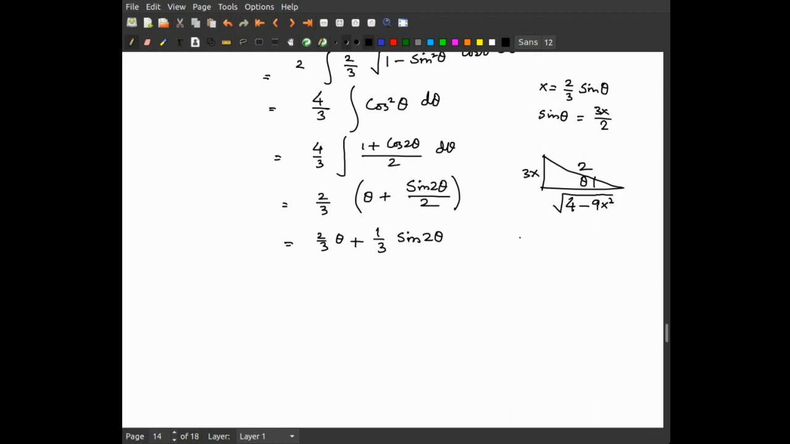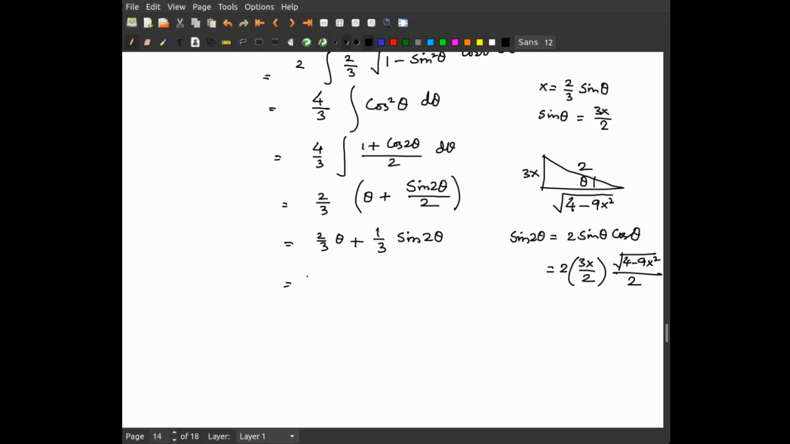Okay, so we are actually interested in sine 2 theta. We know sine 2 theta equals 2 sine theta cos theta. So that would be 2 times sine theta, which is 3x over 2, and cos theta equals adjacent over hypotenuse. So adjacent is the square root of 4 minus 9x squared, divided by the hypotenuse, which is 2.